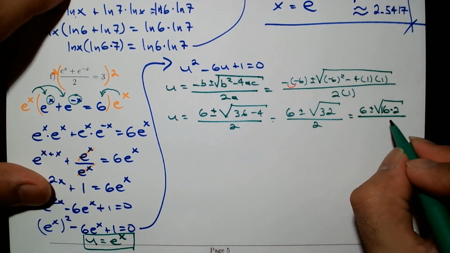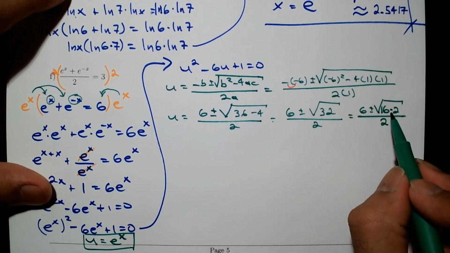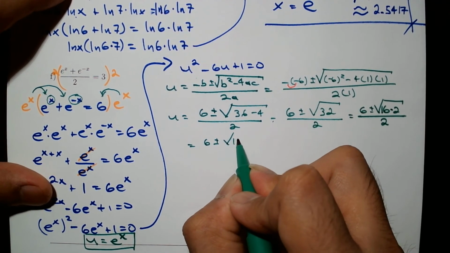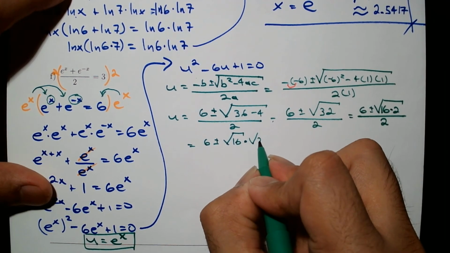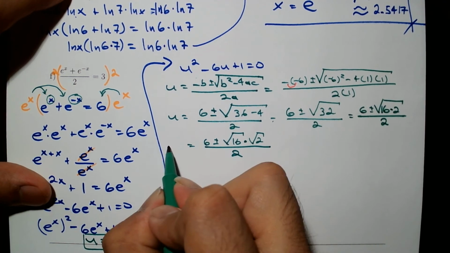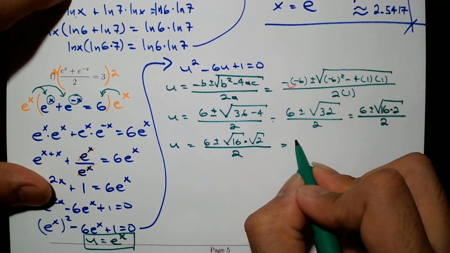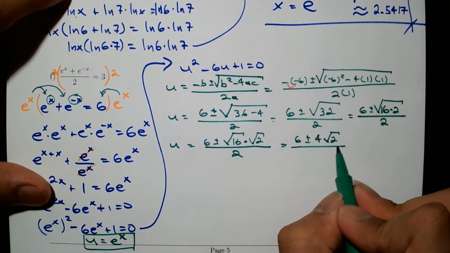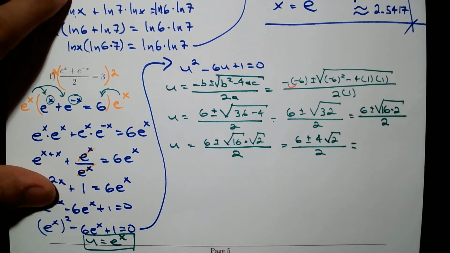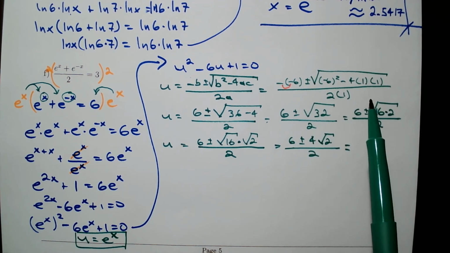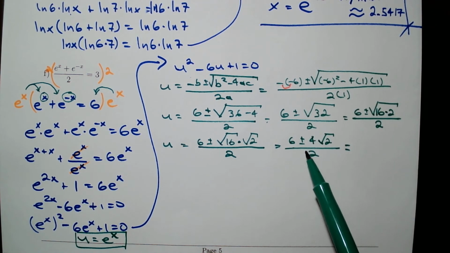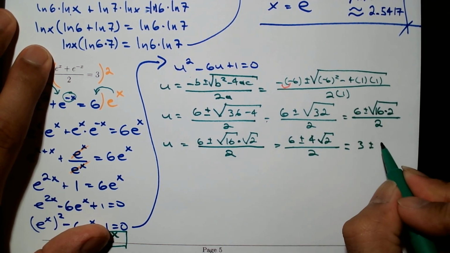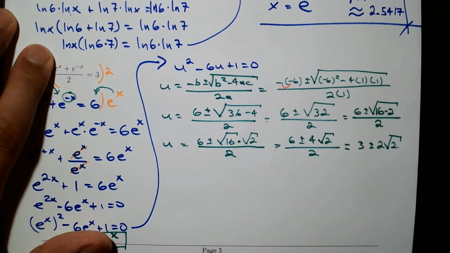And I'm going to use the same property of radicals I used before. The radical of a product is the product of two radicals, 16 and 2. So the square root of 16, which is 4, times simply the square root of 2. And then divide everything by 2. Just like the other example we did, which was a similar equation, both the number 6 and the 4 are divisible by 2. So 6 divided by 2 is 3, and 4 divided by 2 is 2, square root of 2.